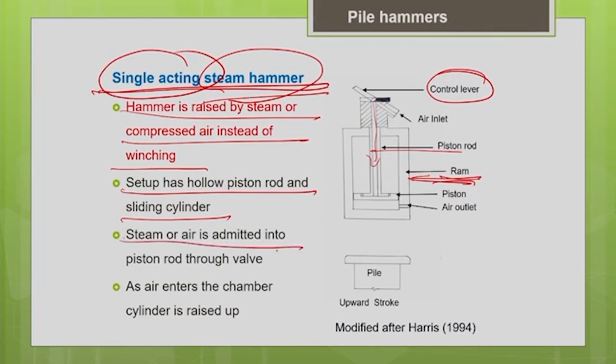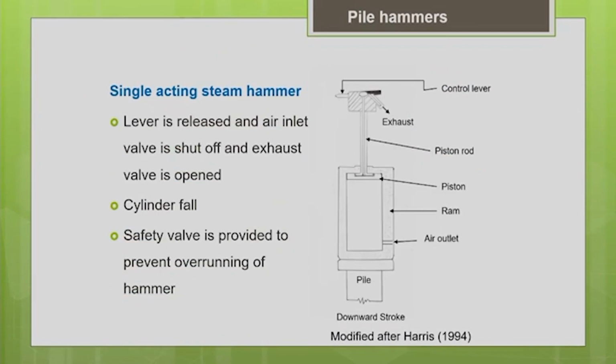Steam or air is admitted into the piston rod through the valve. You can see the inlet valve. You adjust the control lever so that the air can enter through this inlet and into the piston rod. As the air enters the chamber, the cylinder is raised up due to the air pressure. That is your upward stroke. Now, let us see how the downward stroke is done.